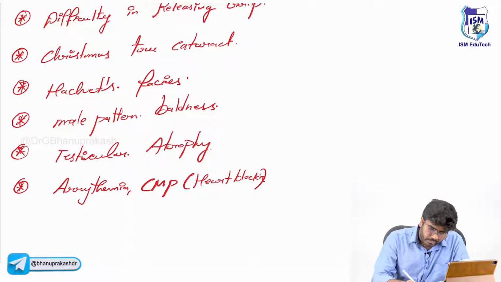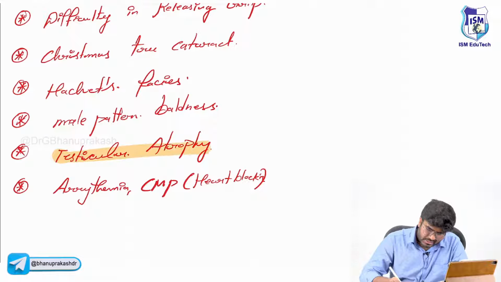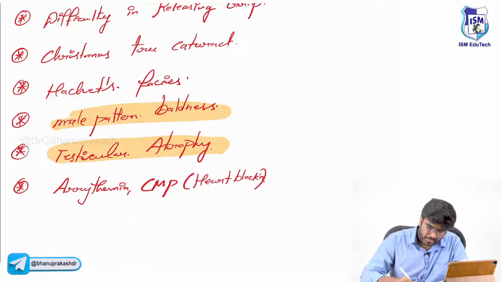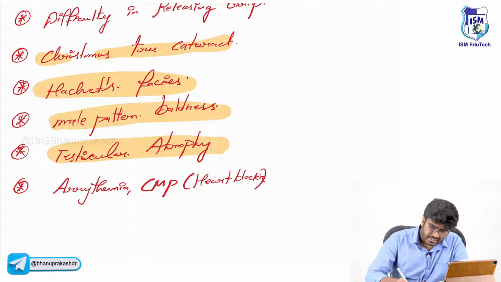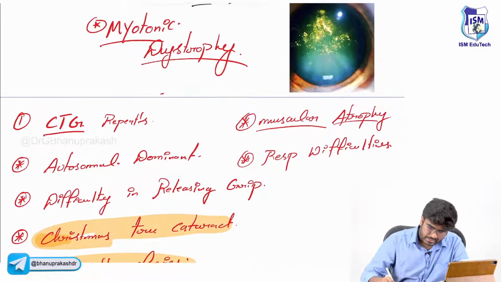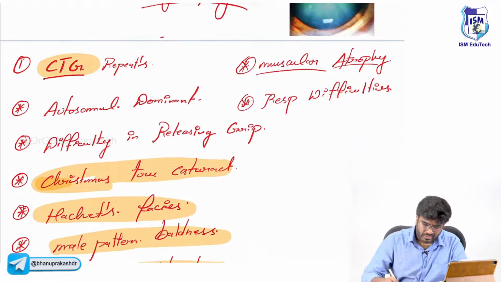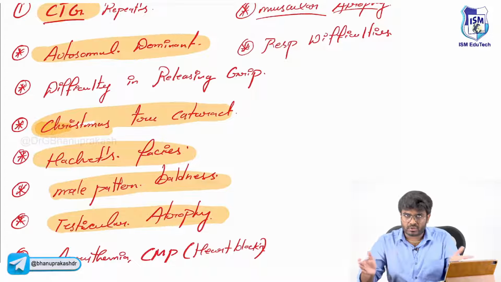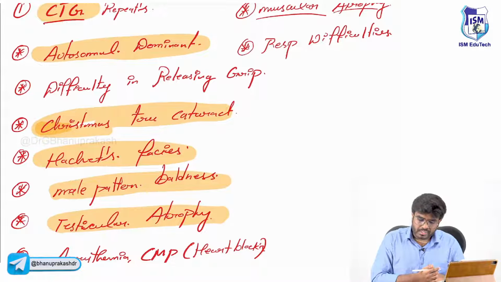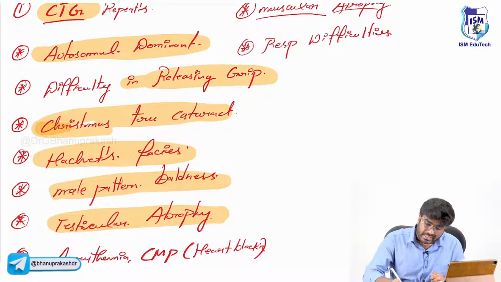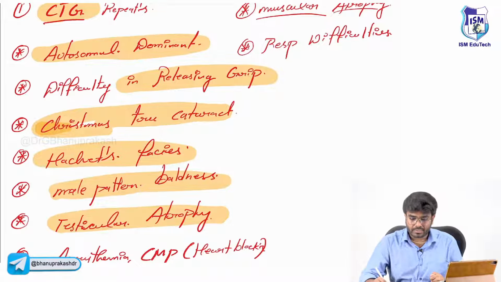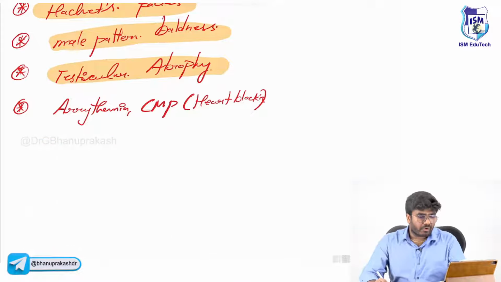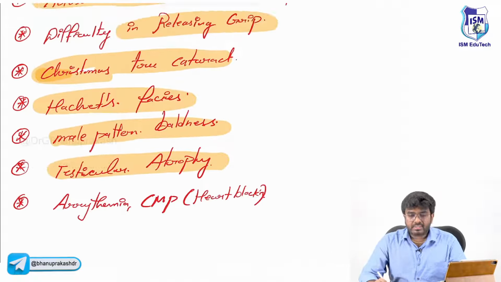At least before going to your exam, remember this: testicular atrophy, male pattern baldness, hatchet facies, Christmas tree cataract, and CTG repeats. Okay, everything is a question. I cannot give you the discounts here. CTG repeats important, autosomal dominant important, difficulty in releasing the grip. This is a very important keyword. So these are the points which I want you to know. Now, trinucleotide repeat diseases, important points, I have completed.